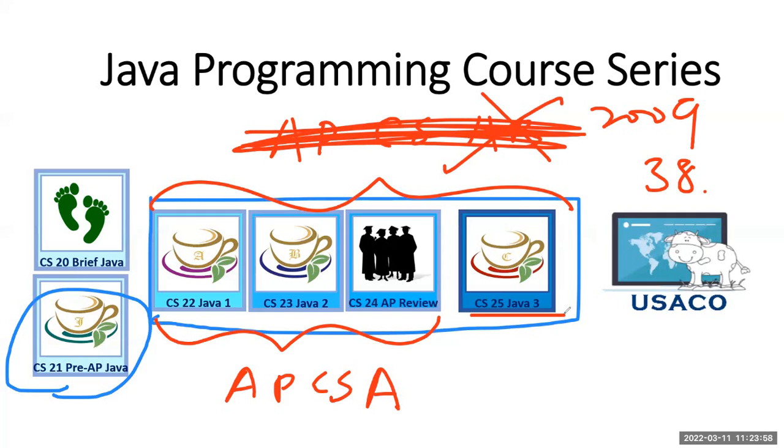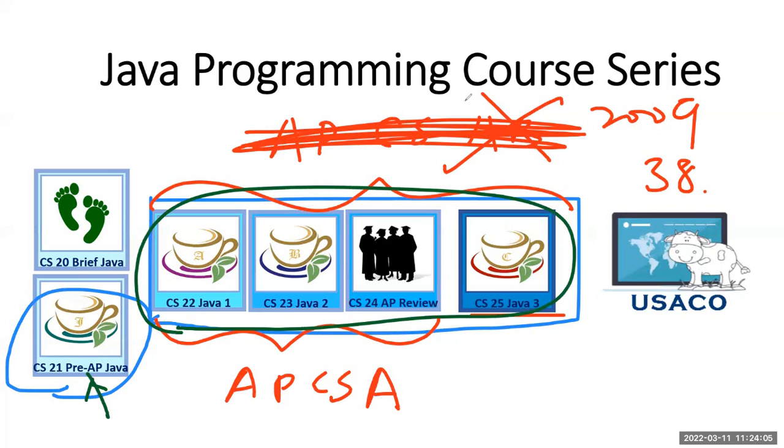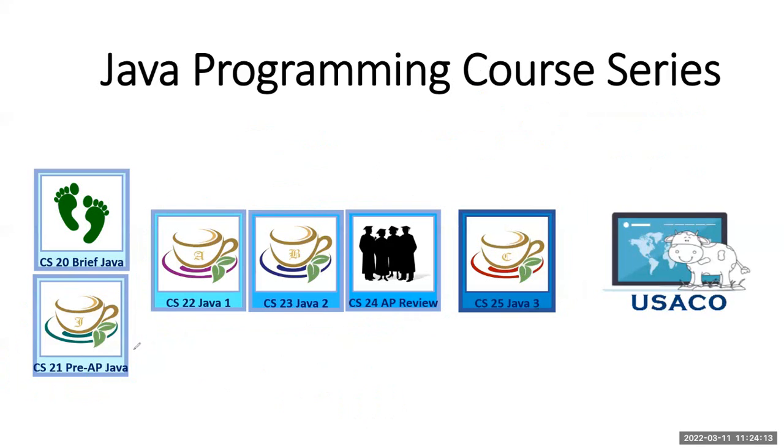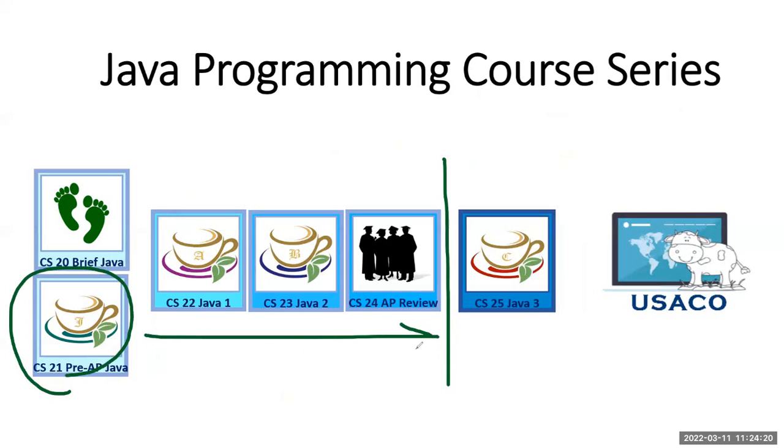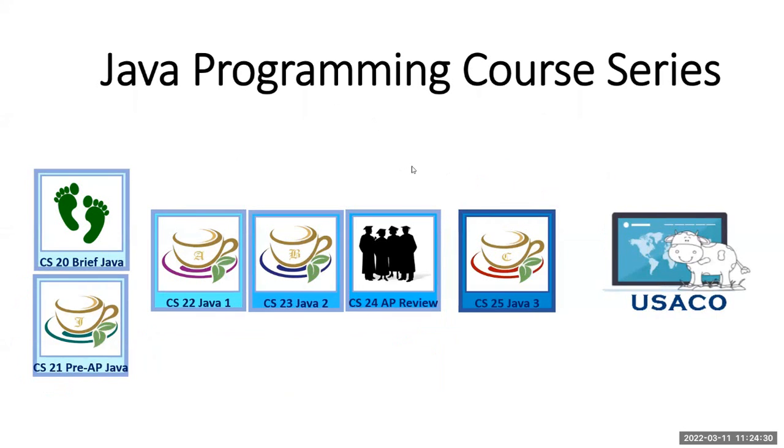But for us, for the competition purpose, we will still offer you such a course if you take the pre-AP Java. And if you did not take the pre-AP Java in spring, then you finish AP CompSci A in one school year, and the next summer we will still offer you Java 3, connecting to the competition course. Okay, so this is our Java programming course series design.